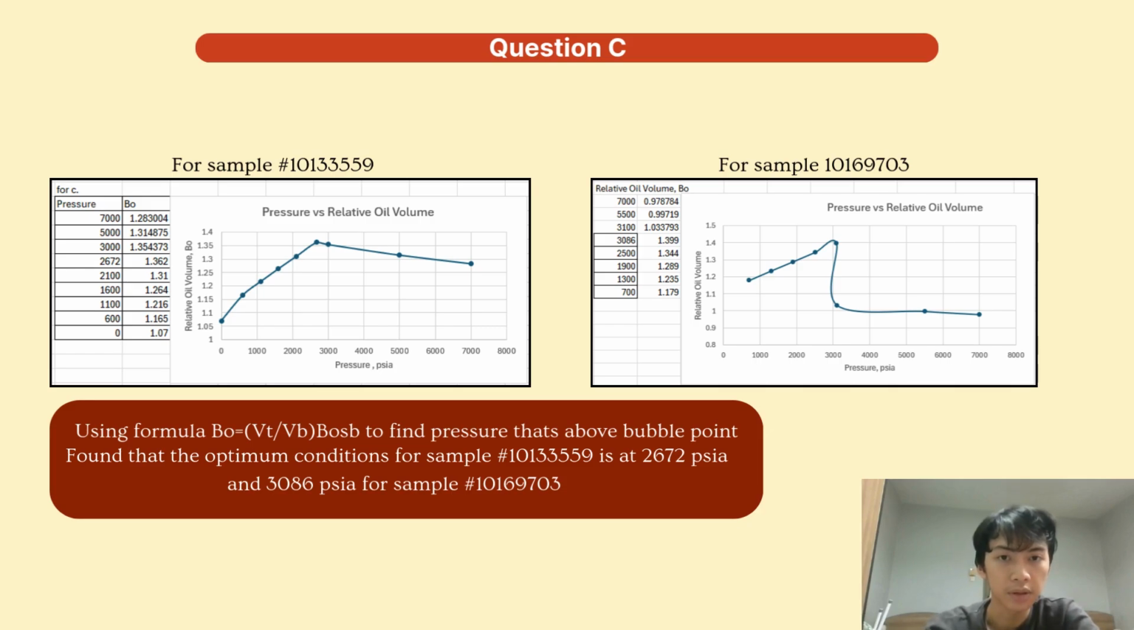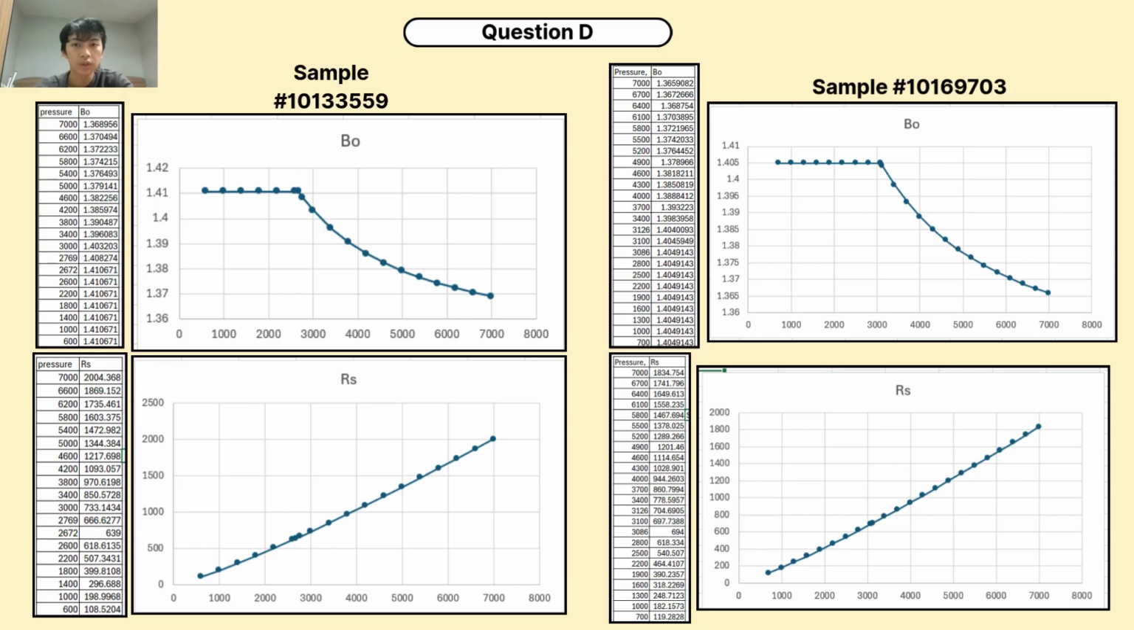For the second sample, we found that at 3086 psia the oil volume is highest, which means that is the optimum condition for that sample. For question D, we calculated the relative oil volume for both samples, as well as the gas oil ratio for both samples. Then we plotted the graphs for both.